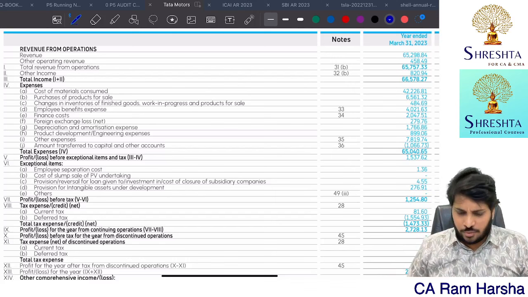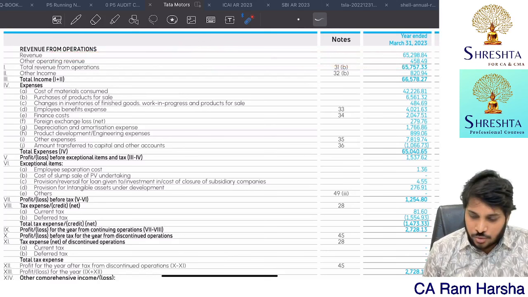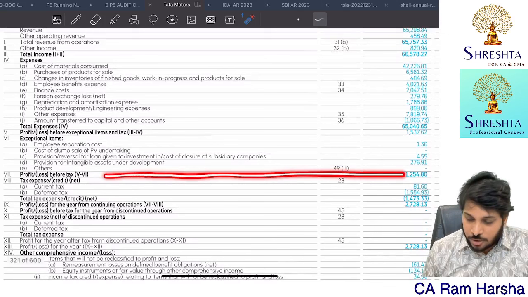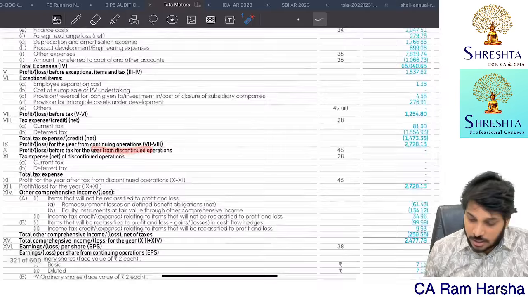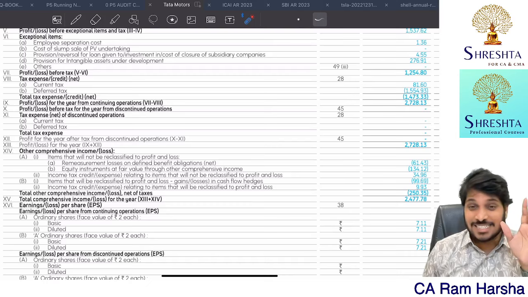Now you see, Tata Motors is having revenue from operations 65,000 crore. Other operating revenue some 458 crore. Total income 65,700 crore. Materials, cost of goods consumed, purchases and changes in inventory, employee salaries and all 4,000 crore. Ultimately, what is the profit before tax for Tata Motors? 1250. What is the profit or loss for the year ultimately? 2720 crore. That's the actual profit of Tata Motors.